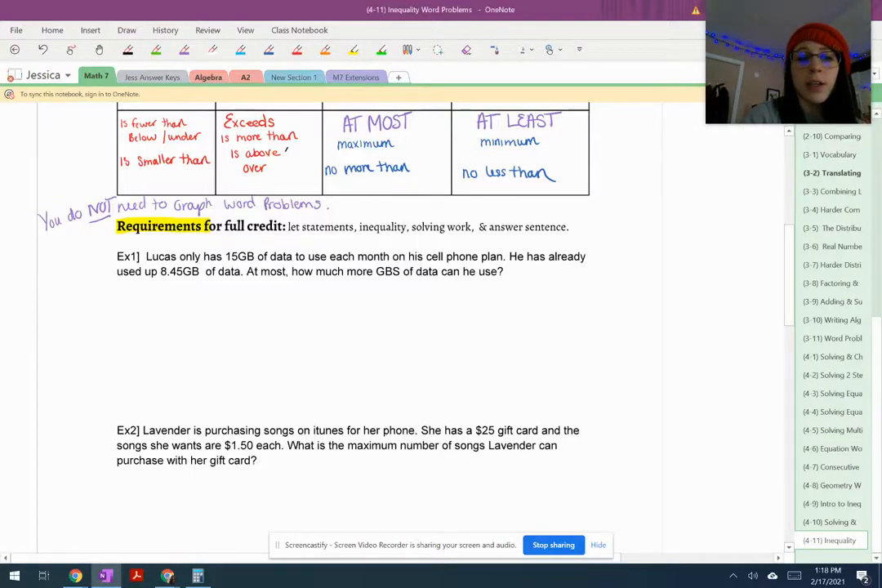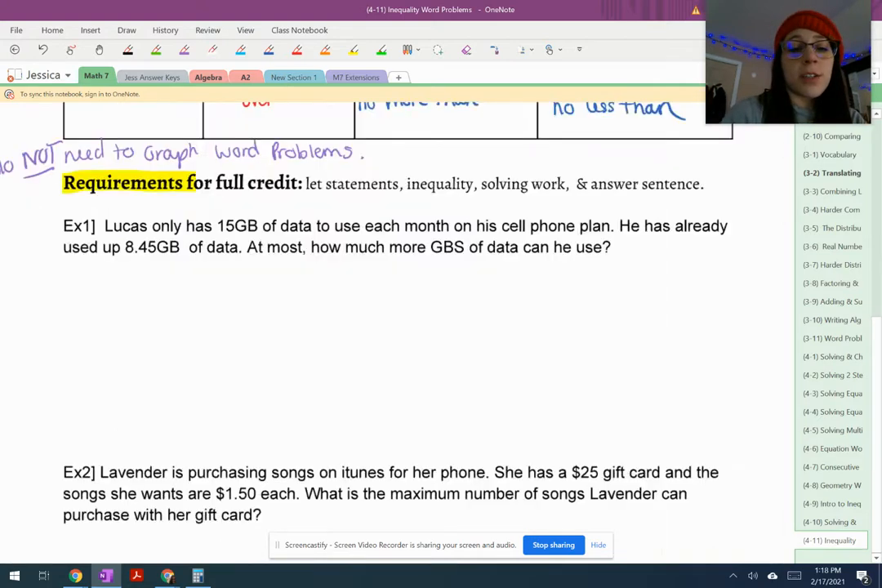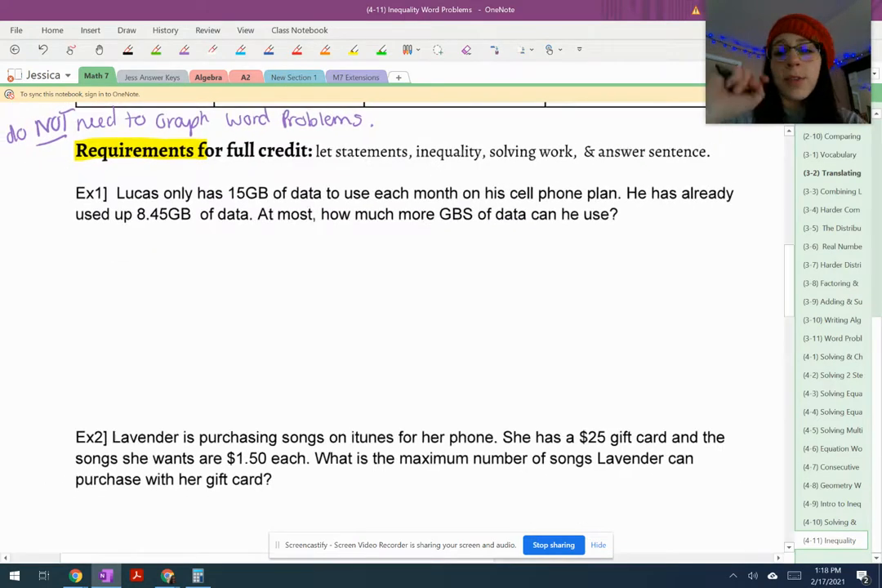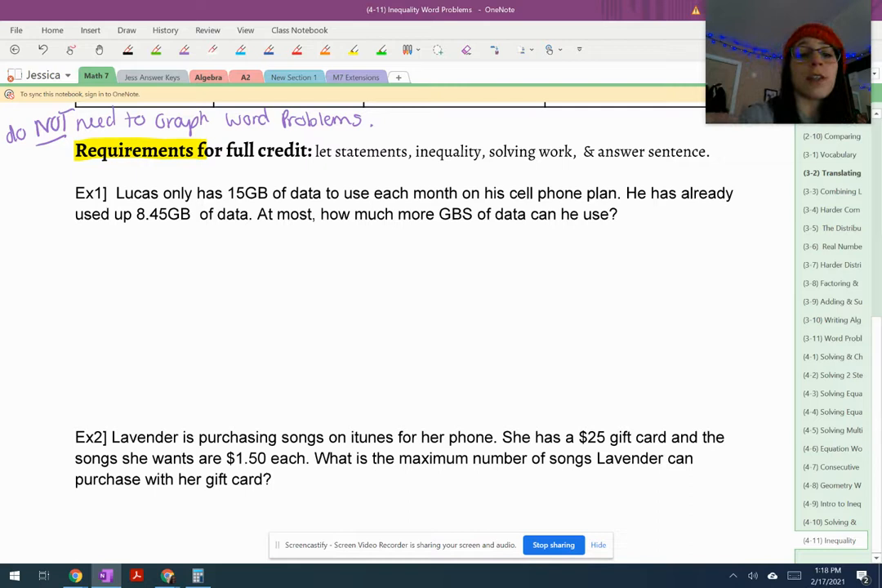Okay, looking at example 1 here with our inequality word problems. Lucas only has 15 gigabytes of data to use each month on his cell phone plan. He has already used up 8.45 gigabytes of data. At most, how many more gigabytes of data can he use?